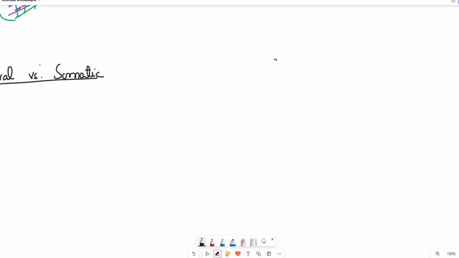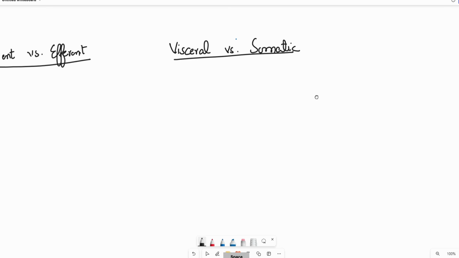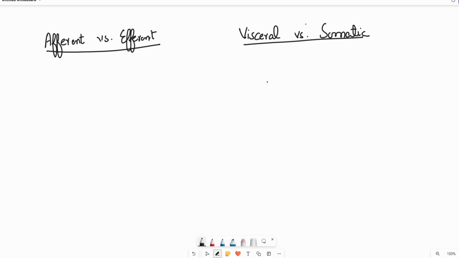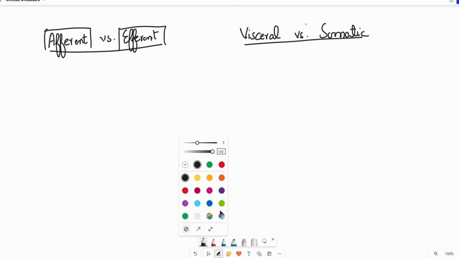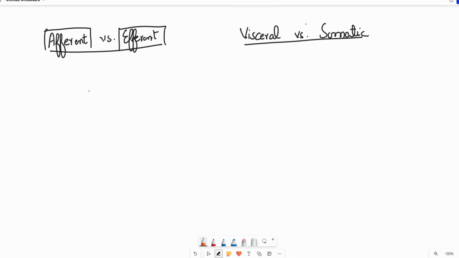general versus special, and out of these the second one, visceral versus somatic, is slightly more complicated. Others are very easy to understand. So let's first talk about afferent versus efferent. Afferent is very easy and efferent is also very easy. If a nerve fiber is taking information towards the central nervous system, doesn't matter whether it's brain or spinal cord, then this is the afferent nerve fiber.